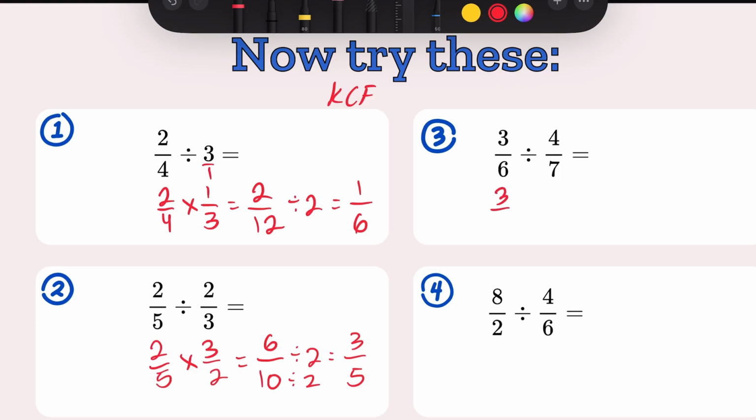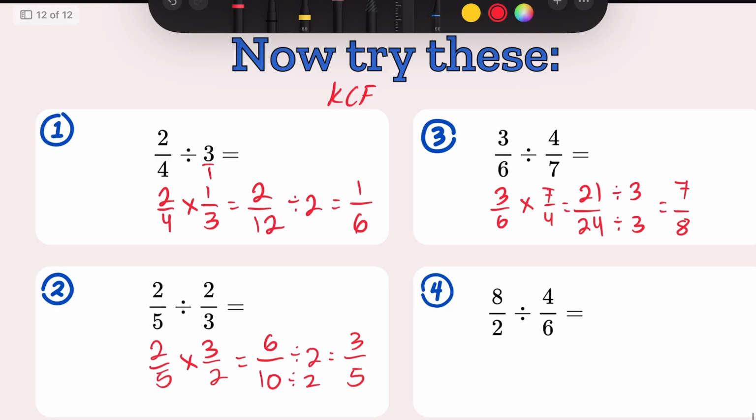We're going to keep the first fraction, we're going to change that symbol, and we're going to flip the second fraction. 3 times 7 is 21, and 6 times 4 is 24. And I could simplify this. I could divide 21 and 24 by 3. 21 divided by 3 is 7, and 24 divided by 3 is 8. Therefore, my final answer is 7 over 8.